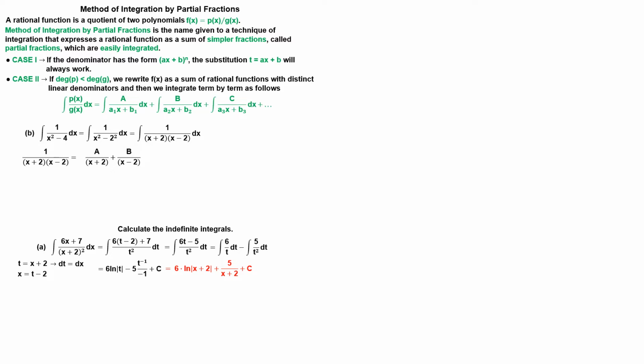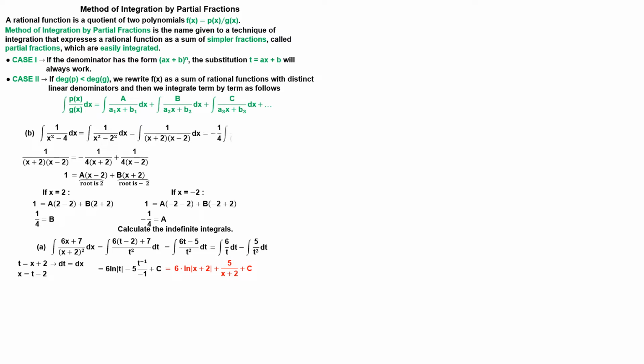The third step is to multiply both sides of this equation by the denominator of the left side. The fourth step is to take the roots of the linear factors and plug them one at a time into x in the linear factors to find the unknowns a and b. The fifth step is to put these results into the a and b in the equation above, and we can split the original integral into two simpler fractions that can be easily integrated. Pay attention.